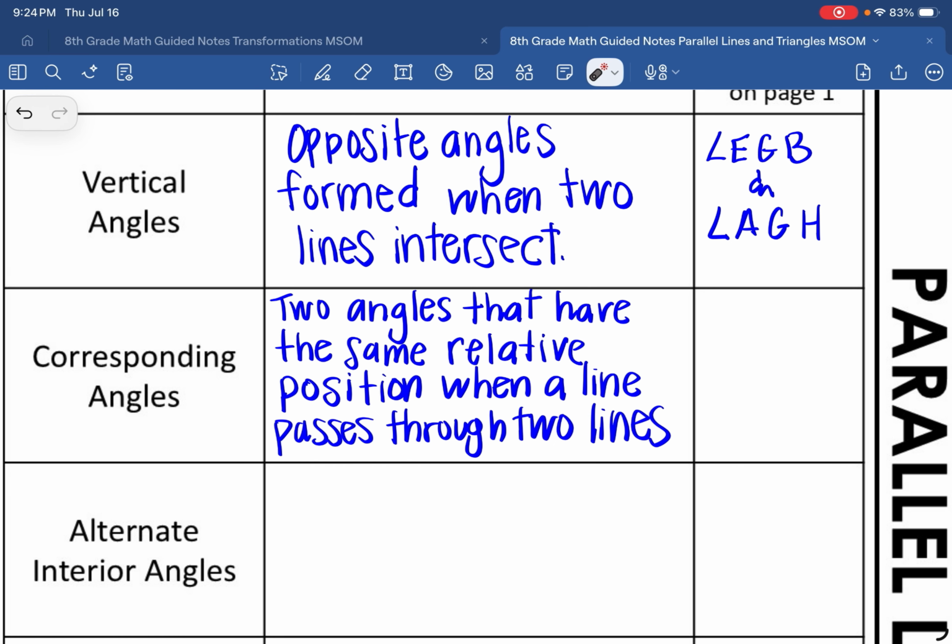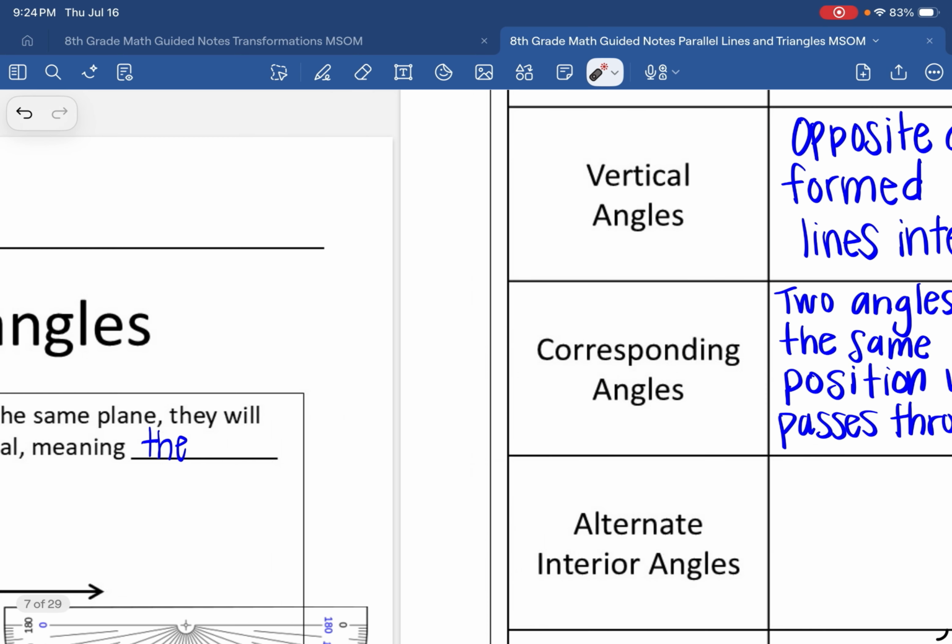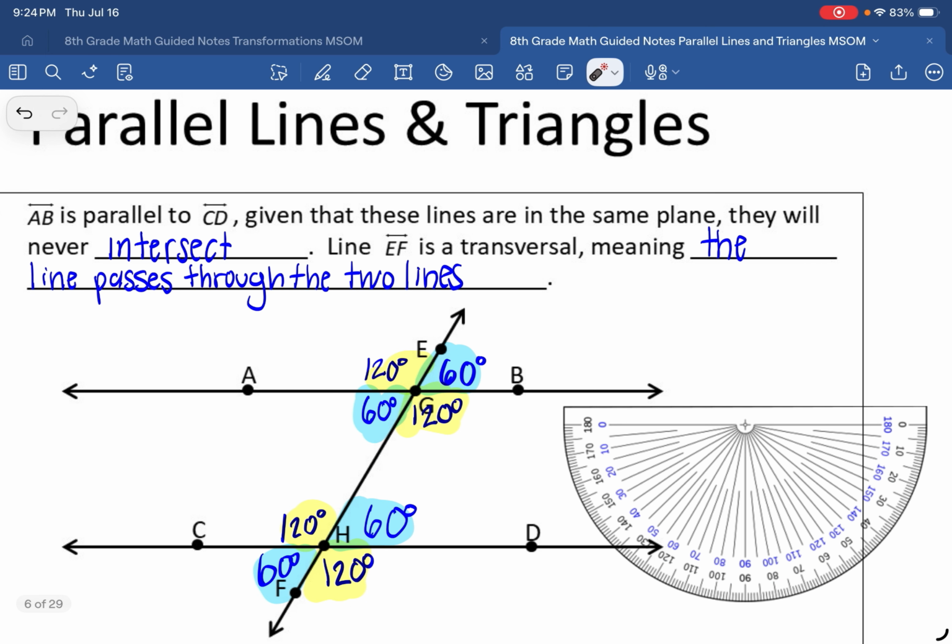Corresponding angles are two angles that have the same relative position when a line passes through two other lines. So back to the diagram right here, this angle right here would be corresponding to this angle. You see how they're both in the upper left? This angle right here would be corresponding to this angle, same relative position. This angle and this angle would be corresponding, and this angle and this angle would be corresponding. So we will give the example EGA and angle EHC. That gives these two angles right here.